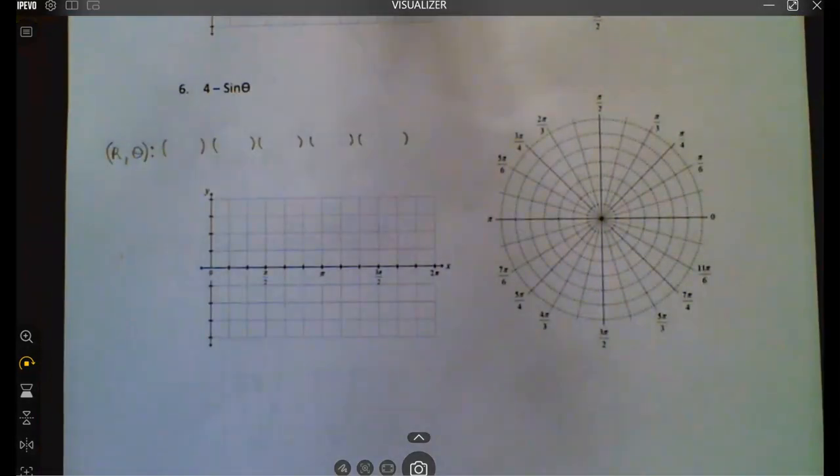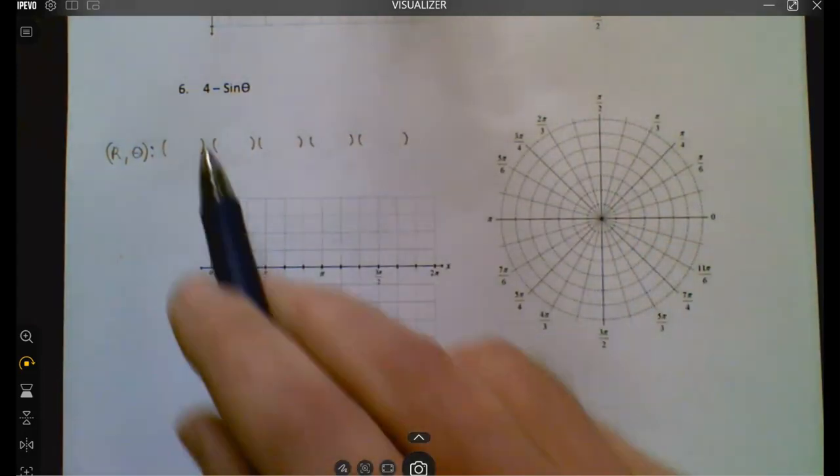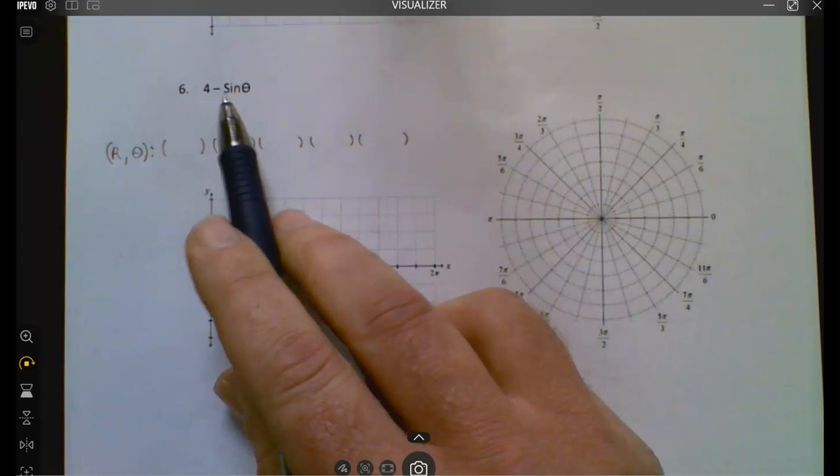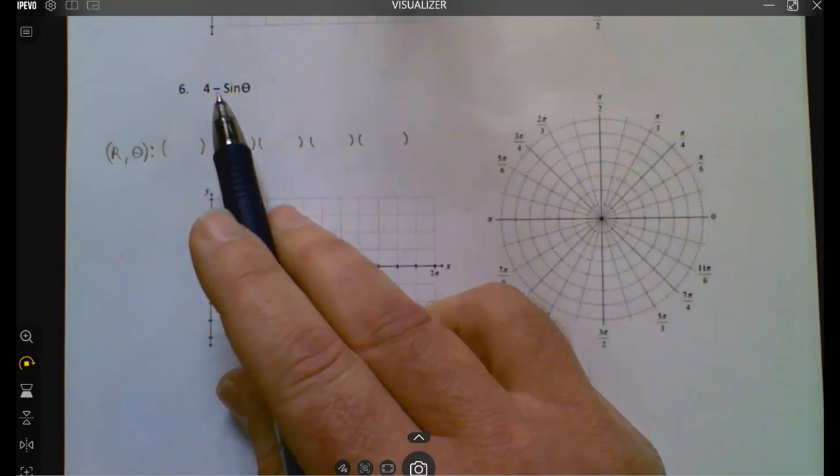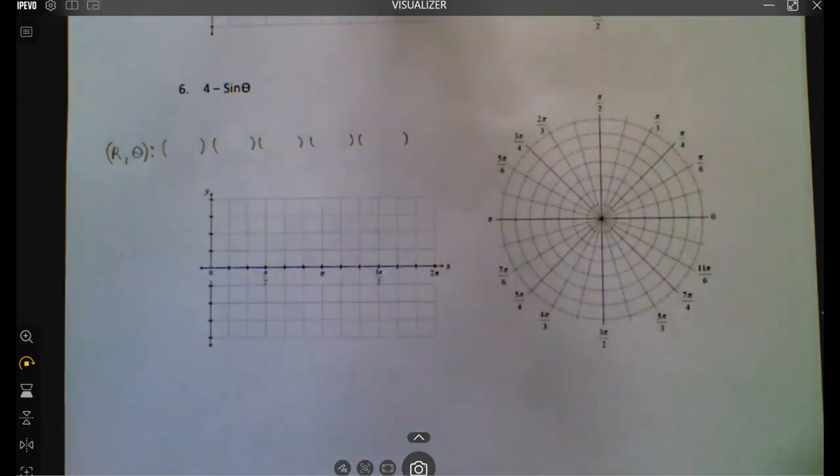Always good if you're watching this for the first time to pause and try, right? You can plug these in, you can graph, and then sort of work your way through this one too if you want. But let's see. So on this one we have a sine graph that has been shifted up 4, so that's the midline, but I do have a reflection. So I wanted to show you one with a negative, because that definitely matters.